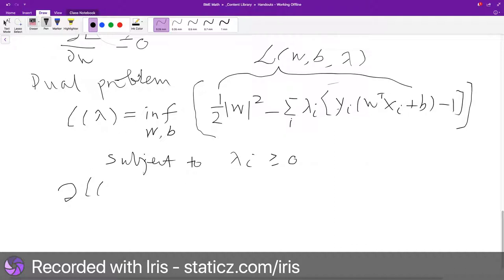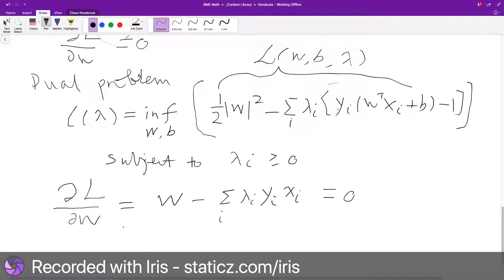So now, we make a derivative of this function with respect to W. What you get is, this is a quadratic term, it becomes a linear term in W, right? So you get the sum of lambda_i y_i, with respect to W you get only x left, right? So this should be equal to zero. So this is a necessary condition for an optimal solution, right?